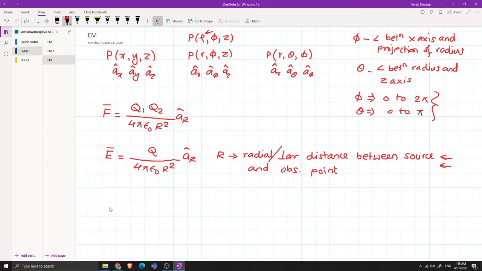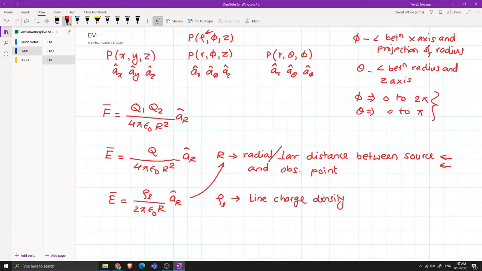Later on we have seen the electric field intensity due to an infinite line charge situated on the z axis, the derivation you have done as homework, is given as rho_l upon 2 pi epsilon 0 r into a_r cap. Okay, here also r means the same, it doesn't make any change in the definition. Rho_l is the line charge density. Okay, it will be given to you in the numerical.